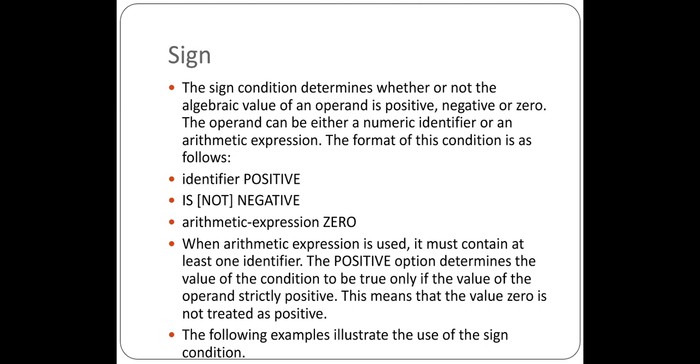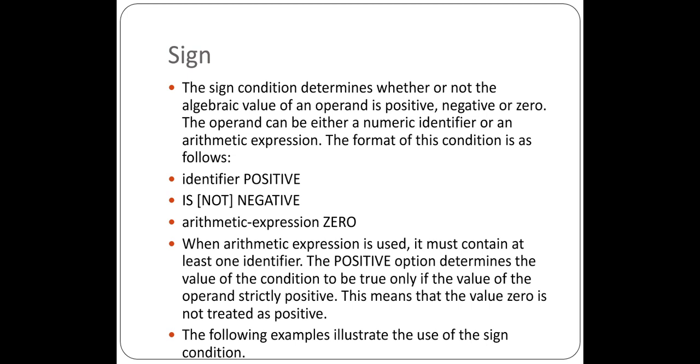Suppose the value is greater than zero, which results in a positive operand. Suppose the value is less than zero, which results in a negative operand. So it's very simple. Using this sign condition we would be able to check the sign of the operator. When an arithmetic expression is used, it must contain at least one identifier. So this is an important condition to check whether the identifier is positive or negative.